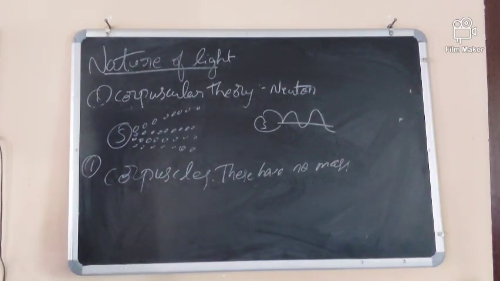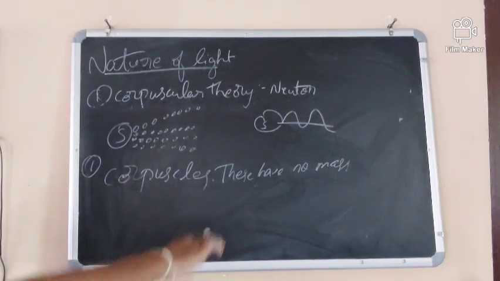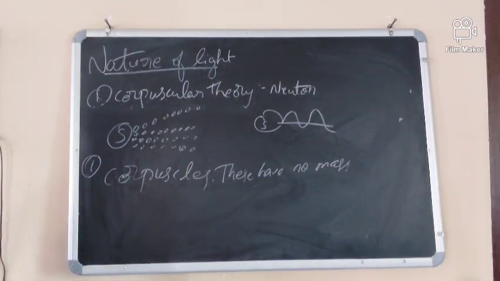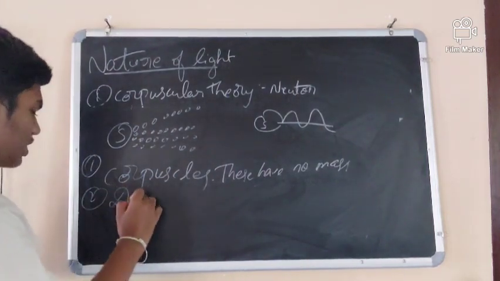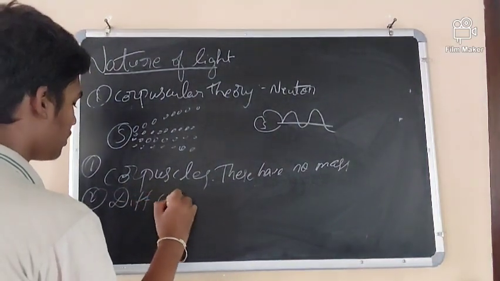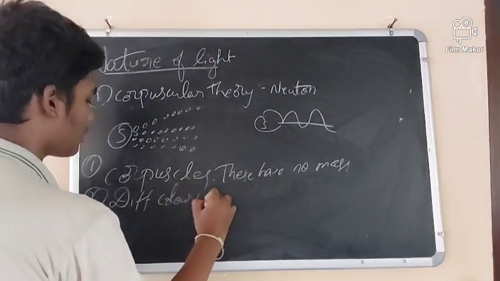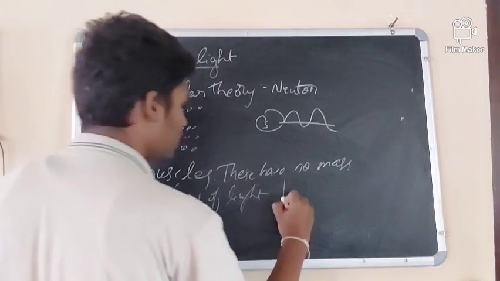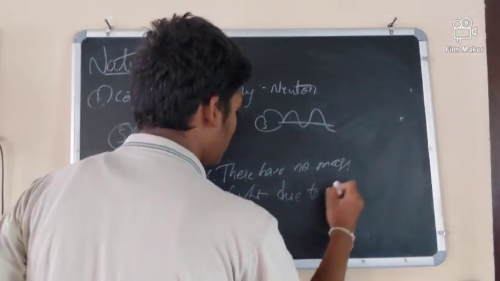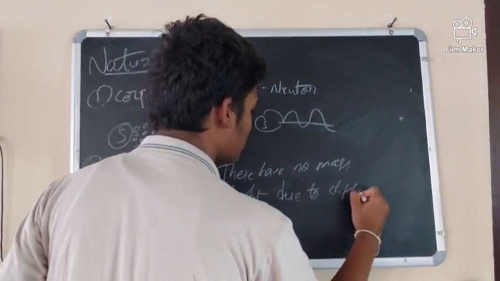Newton said not particles, Newton called those particles corpuscles. So he said that these have no mass. And he also said that the different colors of light are due to different sizes of particles.